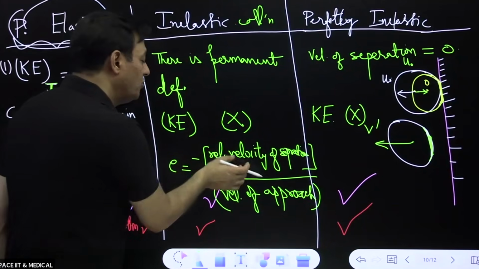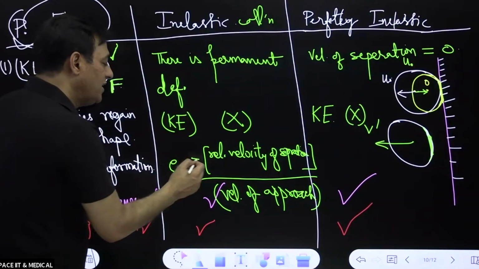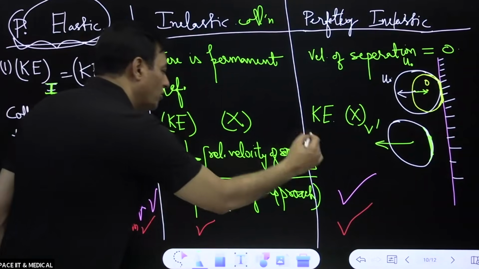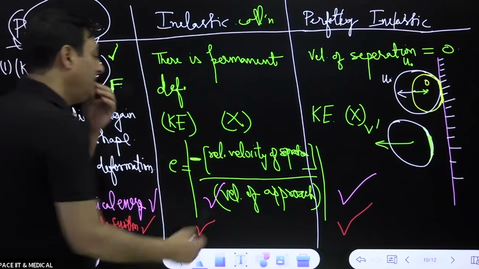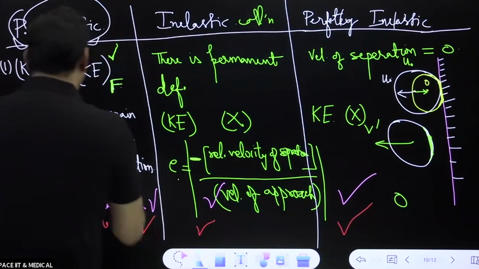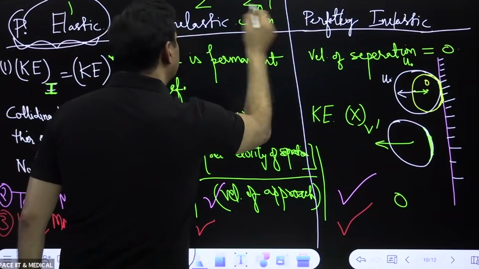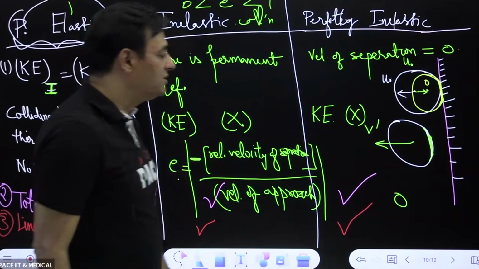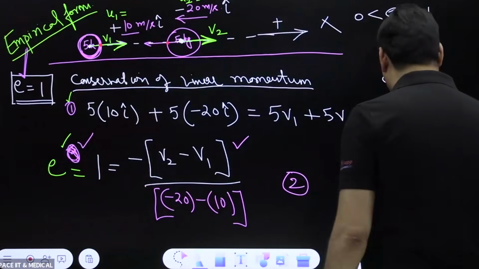Because they both will come out to be opposite to each other, there'll be a negative sign. We put the minus sign so that it becomes positive, or you just write down the modulus of this. In any case, you will get the same answer. Now, E is 0 here, 1 here, and it lies between 0 and 1 here. These are the things you need to understand, the concept, the theory. Now let's do questions, and let's do interesting questions.